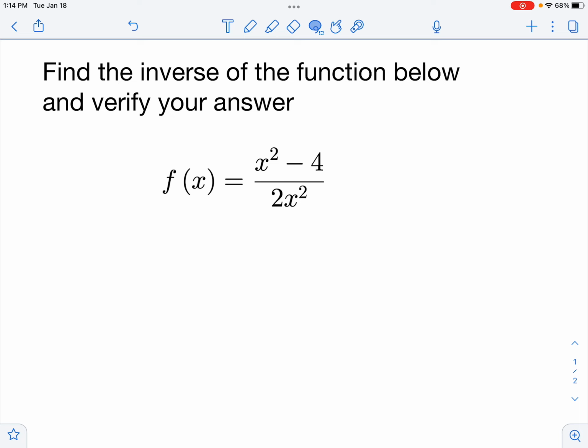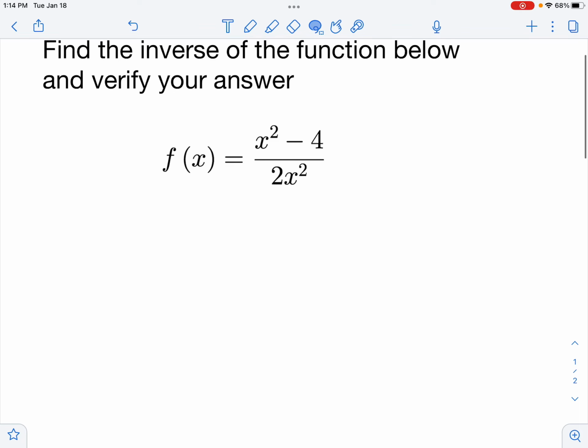Okay guys, so in this problem, I'm going to find the inverse of this one-to-one function, and then I'm going to verify it by taking the composite of f and f inverse. So the method for finding the inverse of a function is I replace f of x with y, and I'm going to write this as y equals x squared minus 4 all over 2x squared.